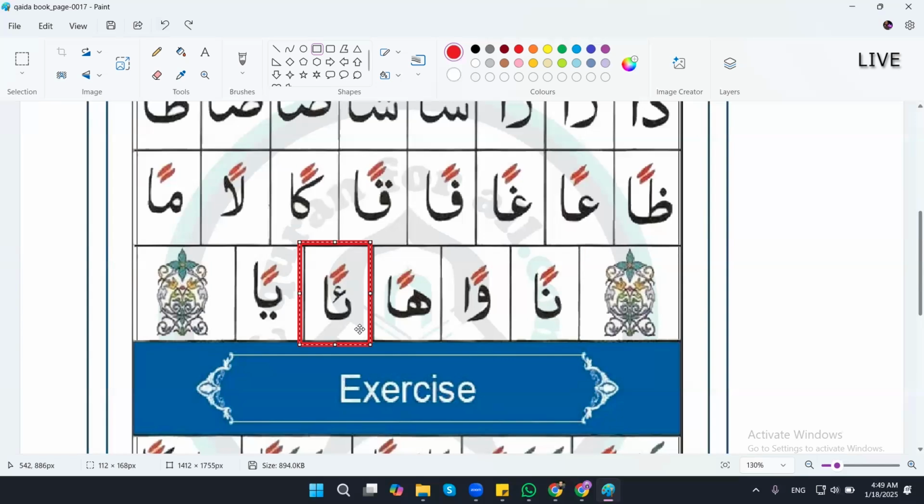Oh man. But why does Hamza look like that? See, there is a reason. If they connect Hamza directly with any next letter, it would be very difficult to recognize which one is Hamza and which one is Ain, because at that time they will look like this shape.